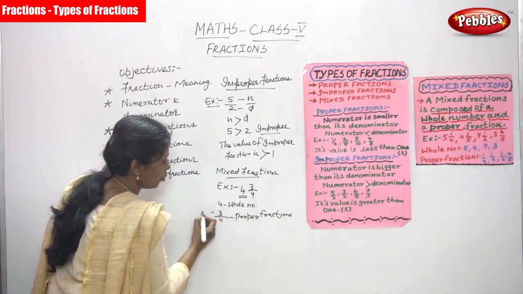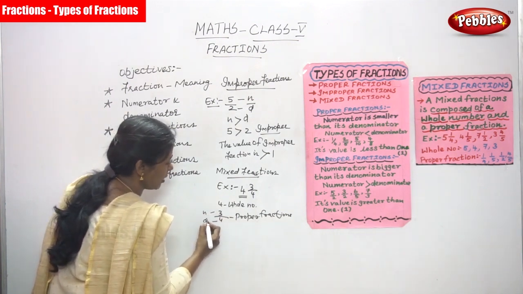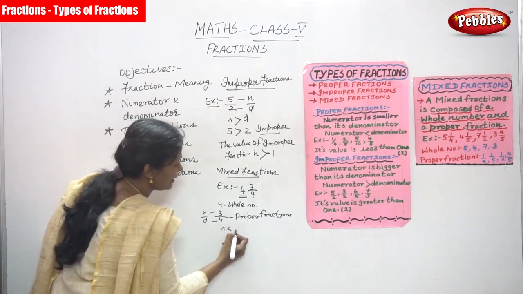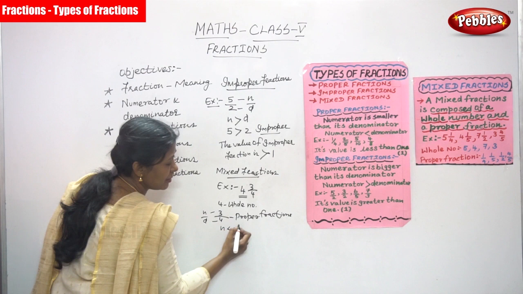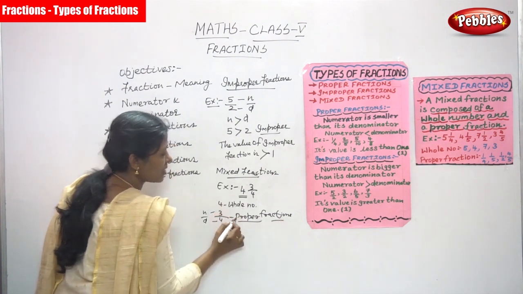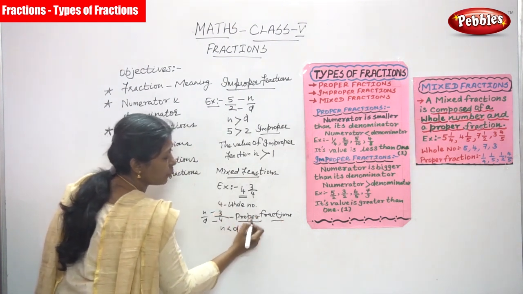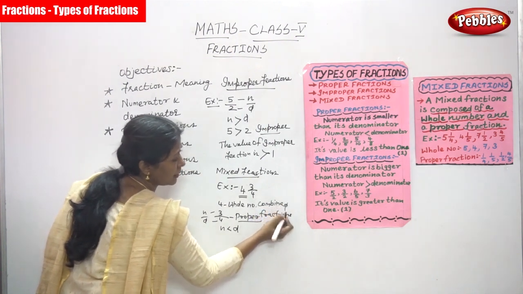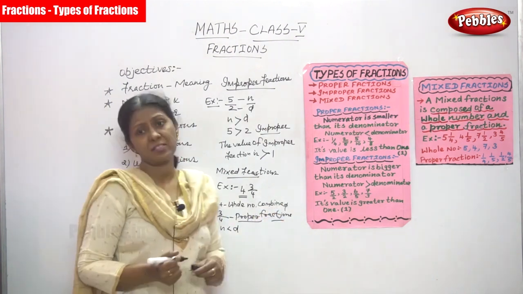3 is the numerator and 4 is the denominator. So the numerator is less than the denominator, so it is a proper fraction. Mixed fraction means, as I told you, a whole number and a proper fraction combined, or composed together. It is a mixed fraction.